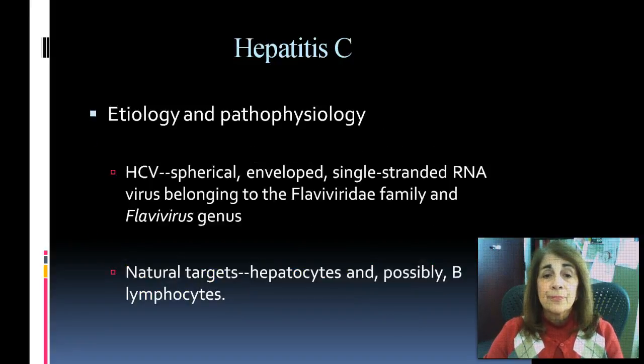Hepatitis C virus is a spherical enveloped single-stranded RNA virus belonging to the Flaviviridae family and the Flavivirus genus. Its natural targets are hepatocytes, and the theories now are that it also targets B lymphocytes.